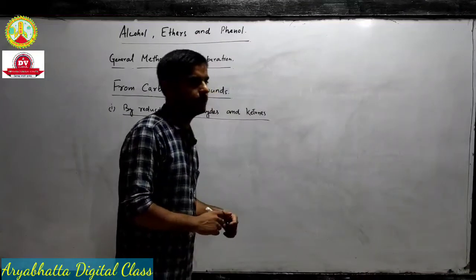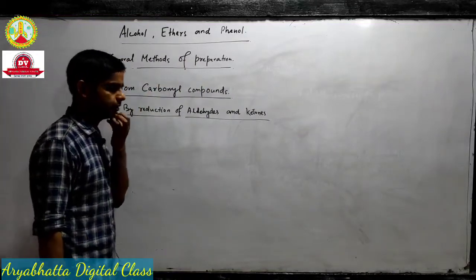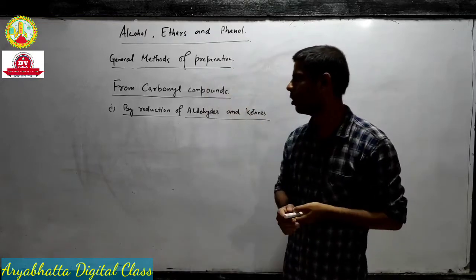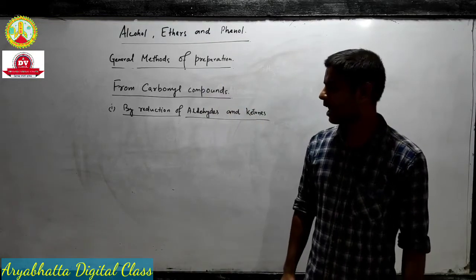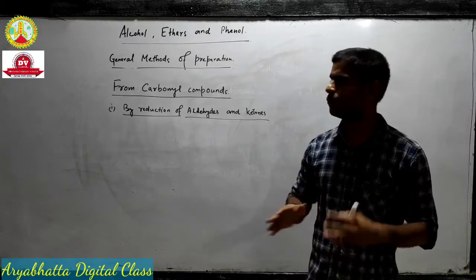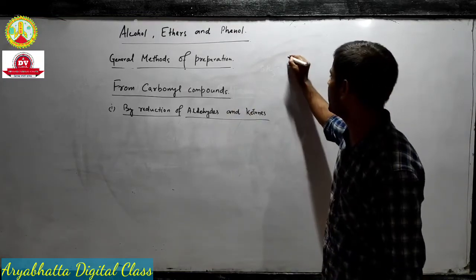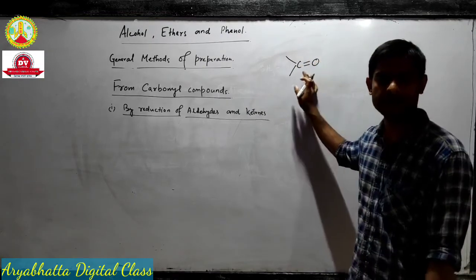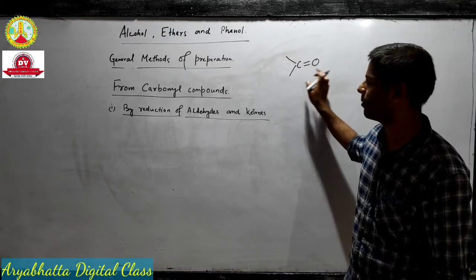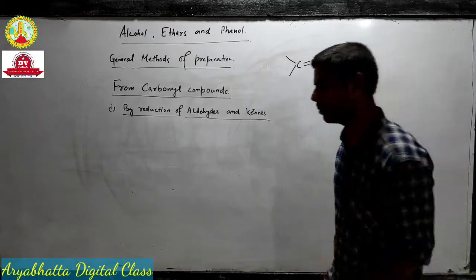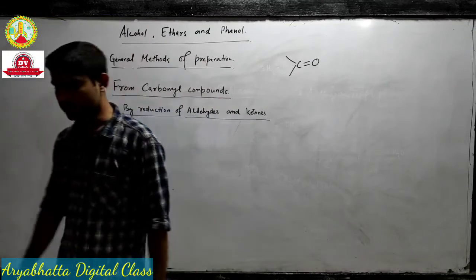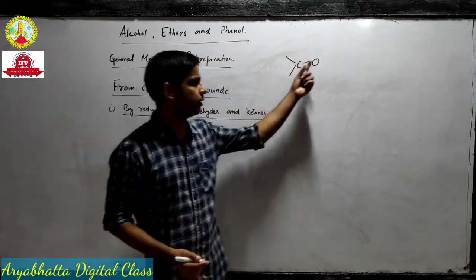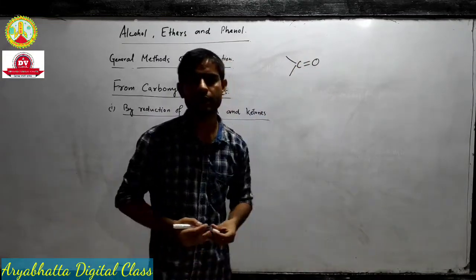Dear students, let's discuss some other techniques for the general method of preparation of alcohol. Now we will try the general method from carbonyl compounds. Carbonyl compounds are those compounds which contain this functional group, that means a double bonded oxygen connected to the carbon. This carbon is called carbonyl carbon. So we will see the reactions involving this group converting to the alcoholic OH group.